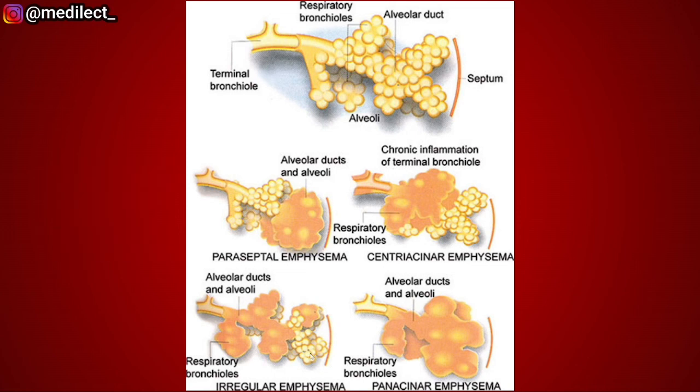Now next is the irregular emphysema, also known as mixed or unclassified emphysema. So over here, you will see the scar tissue present at different locations. Irregular one. So four types: centri-acinar, paraseptal, pan-acinar, and the irregular.